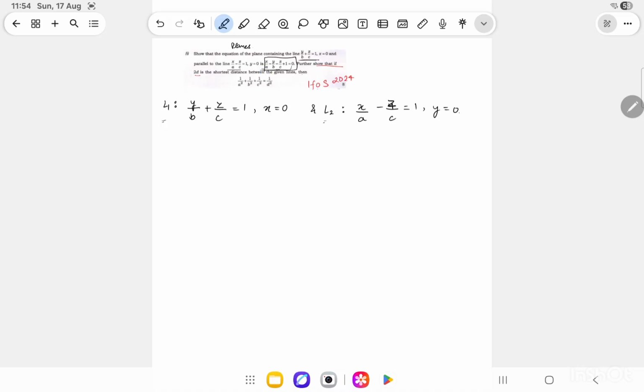So we have a direct formula for calculating the equation of a plane which is containing line 1 and parallel to line 2. For that we need to convert these equations of lines into symmetrical form. So let us just do that first, converting lines L1 and L2 into symmetric form.